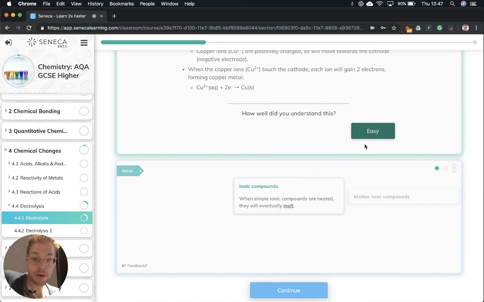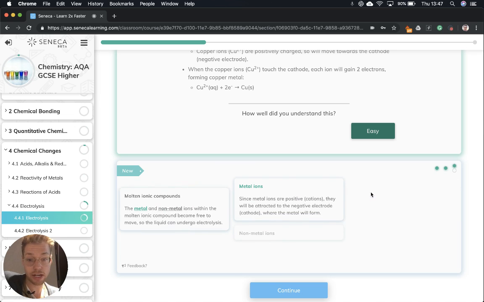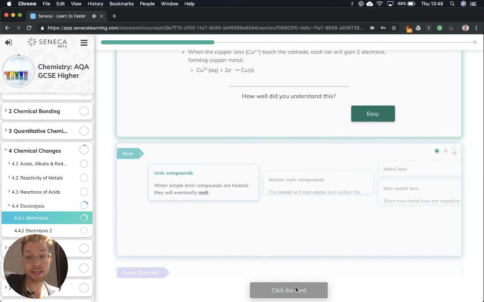So let's go over ionic compounds outside of a solution, because ionic compounds don't have to be in solution to conduct electricity. We can also melt them, and when we melt them, we say that they're molten. In a molten ionic compound, the ions are free to move around, and that liquid, the liquid produced by the melting ionic compound, can undergo electrolysis. Good thing to remember, metal ions are always positive and the non-metal ions are always negative. So if we take the example of NaCl, which is just table salt, the Na ion will be positive, Na+, and the Cl- ion, the non-metal ion, is going to be negative.